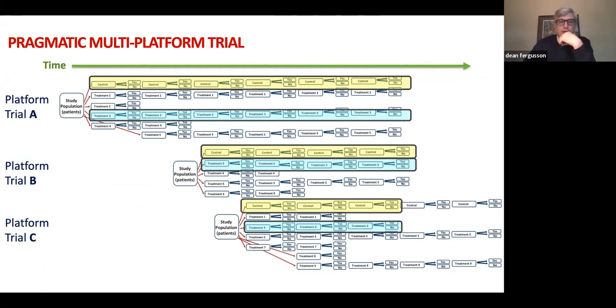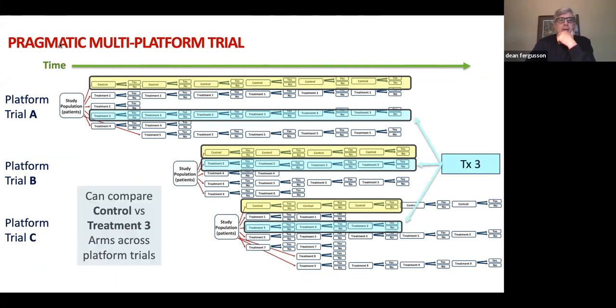You can take it one step further and have pragmatic multi-platform trials. So platform trial A, platform trial B, and C, you can then bring their control and treatment groups together. Obviously, the same treatment would have to be in each of the platform trials, but it doesn't have to be at the same time, right? So this platform started when this one came on board, and then platform trial C, by any time from this point on, you could pool the results from all platform trials to get you an even more efficient and quick result.